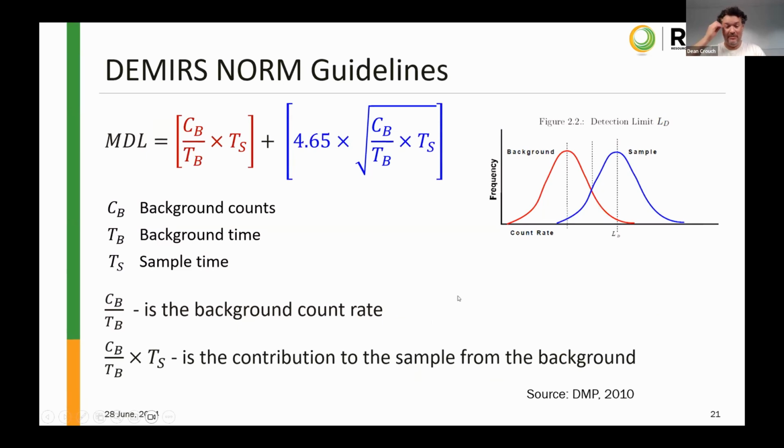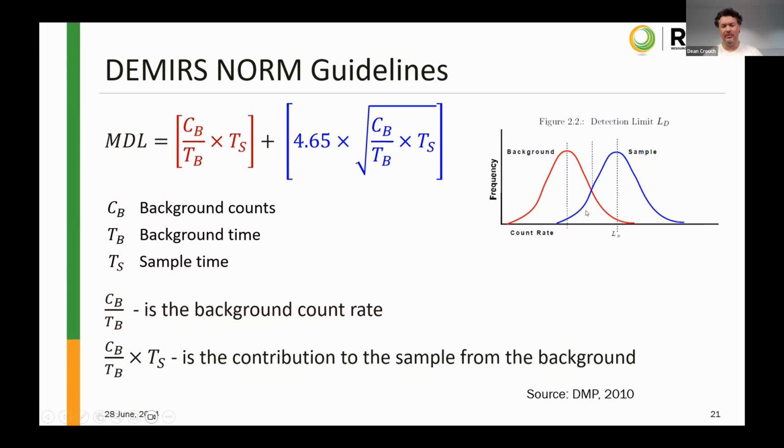I mentioned to myself, I'm not sure anyone heard it, that we do have DEMIRS NORM guidelines floating around WA. It looks like this, which is somewhat intimidating, but I'll try and break it down as much as I can. So the background counts over the background time gives me my background count rate in seconds, multiplied by the sample time gives me the contribution from the background in my sample for the sample time. And this is the same thing here. So this is, we'll call it background and sample. This is also background and sample, square root, and the 4.65 we saw in the previous slide.